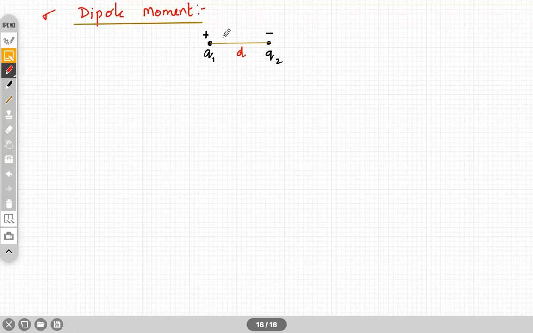So when an electric field is present over here, suppose it applies a force on the positive charge in the downward direction. On the negative charge, it is in the opposite direction, that is upward, like this. And hence it has a tendency to rotate in this field like this, which creates a moment here. That is the dipole moment we have.